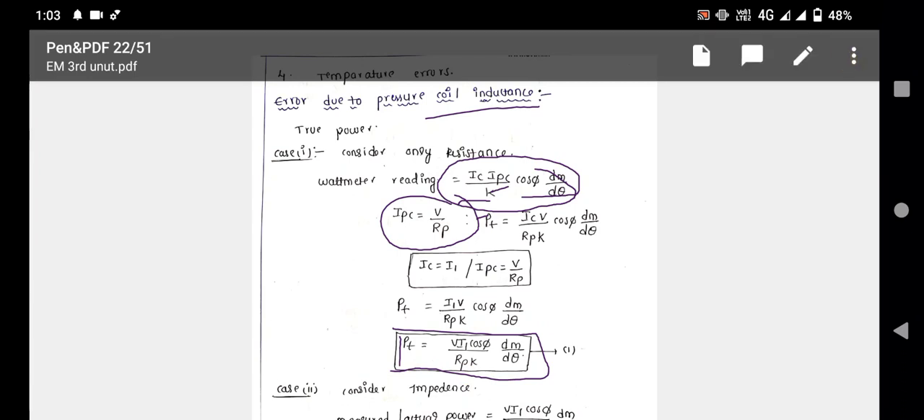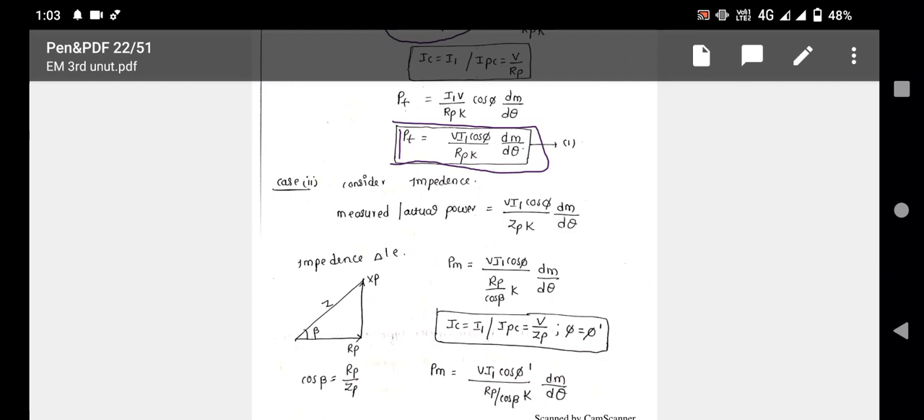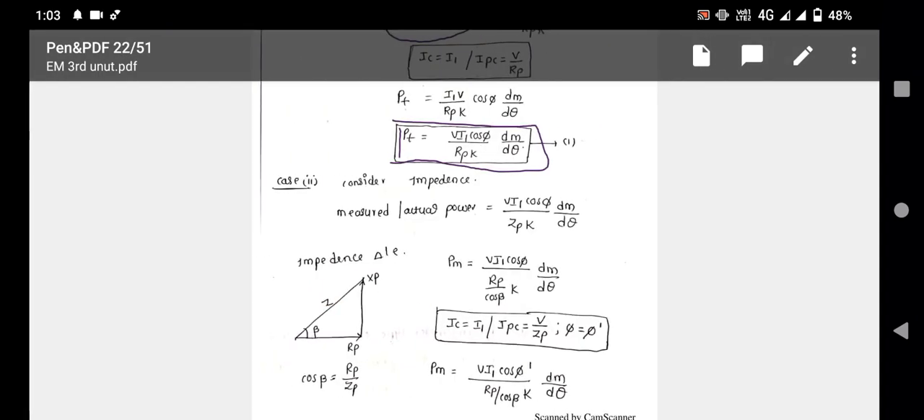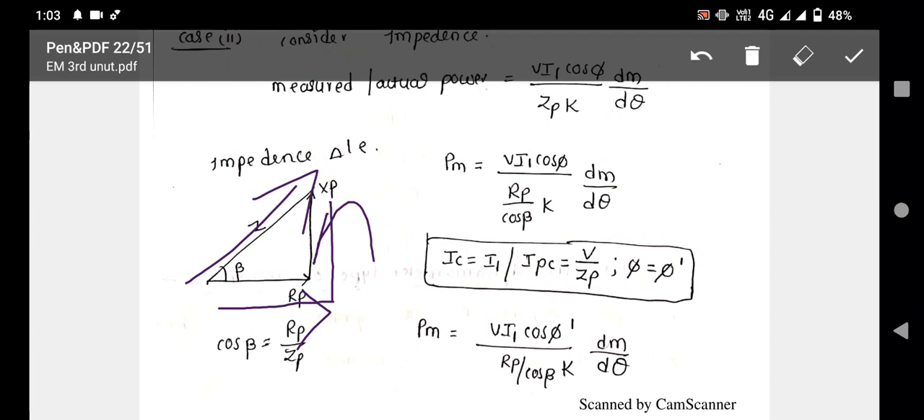Similarly, considering the impedances and power triangle, from the impedance triangle, assume RP is the resistance of the pressure coil, with inductance or reactance of the pressure coil, and impedance of the pressure coil. From that, measured power is VI1 cos phi1 by RP by cos beta K dM by d theta.